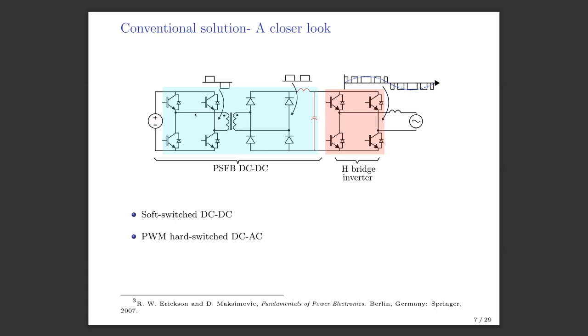Now using the parasitic inductances of the transformer and these parasitic capacitances, it is possible to make this converter switch soft. That means there will be no switching losses in this converter. But this inverter is always hard switched. Again, I will explain in more detail what I mean by soft and hard switched.